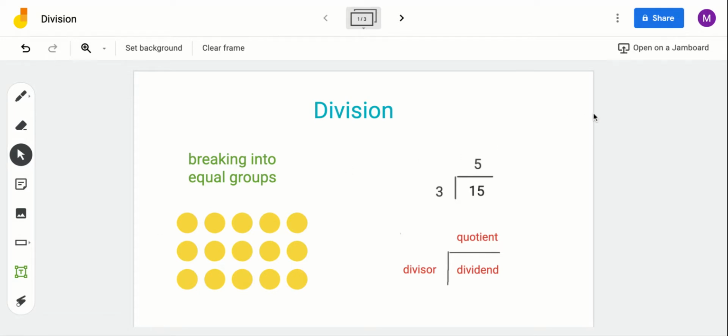And so we're going to talk a little bit, kind of a review about what division is and some ideas about division. And so division really is breaking an amount up into equal groups.